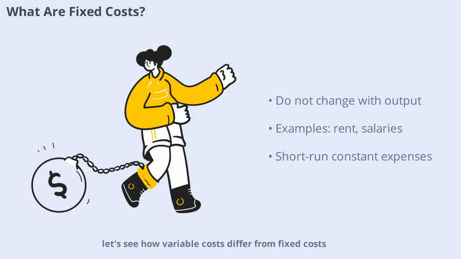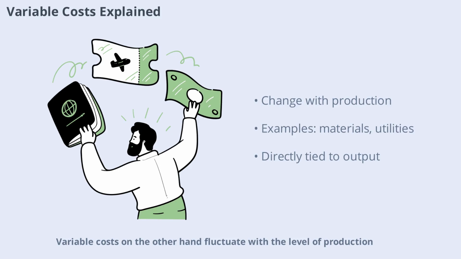Next, let's see how variable costs differ from fixed costs. Variable costs, on the other hand, fluctuate with the level of production. These include expenses like raw materials, hourly wages, and utility costs that increase as more goods are produced. For instance, the more bread a bakery bakes, the more flour and yeast it needs to buy. Variable costs are directly tied to output, making them a key factor in decision-making about scaling production. By understanding variable costs, businesses can better predict how changes in production levels will impact their overall expenses.